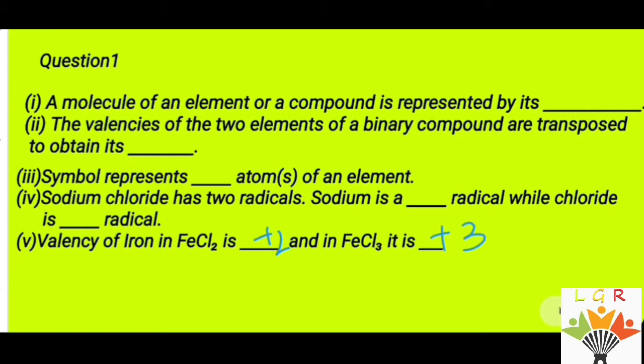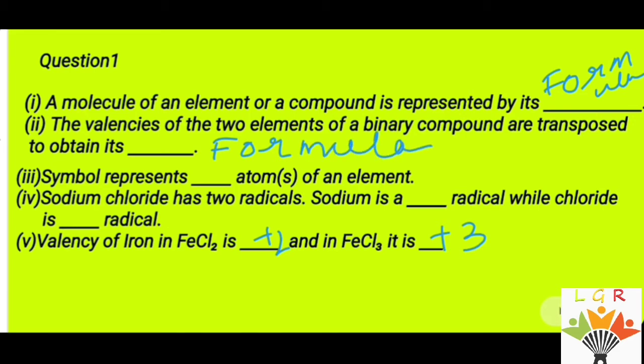So let's write all the answers. A molecule of an element or a compound is represented by its formula. The valency of the elements of a binary compound are transposed to obtain its formula. Symbol represents dash atoms of an element. Symbol represents the gram atoms of an element.